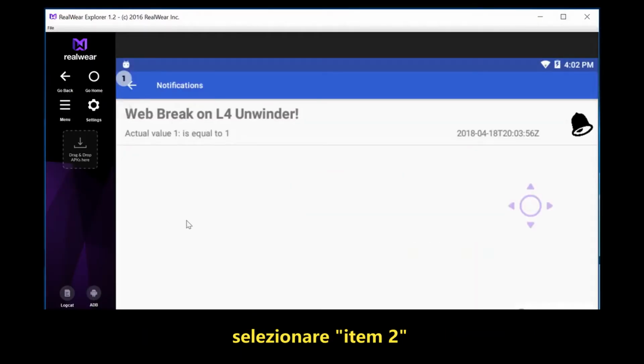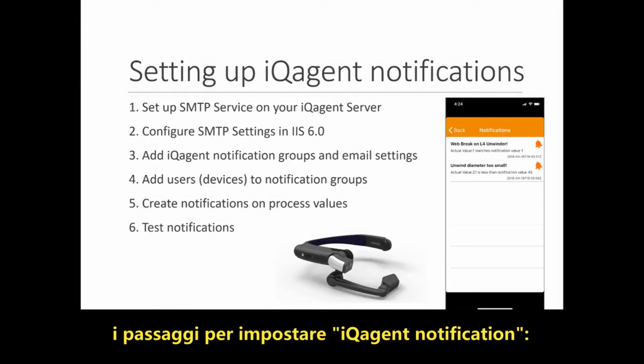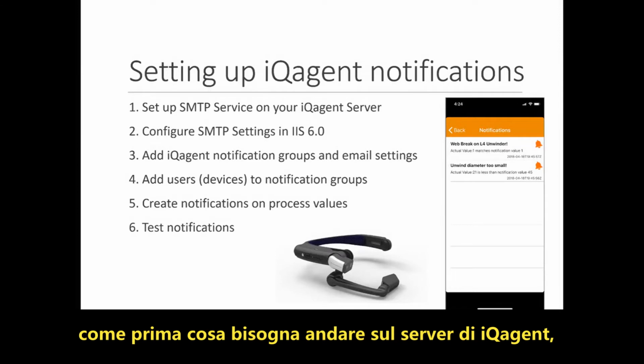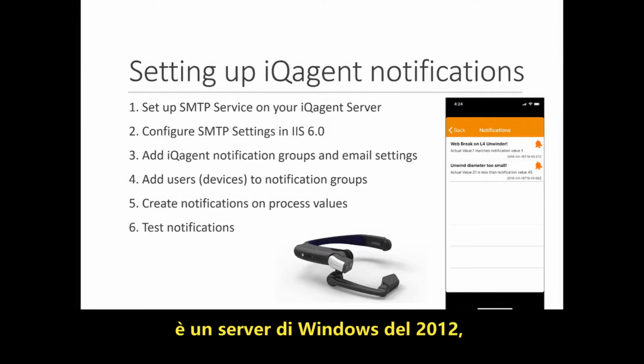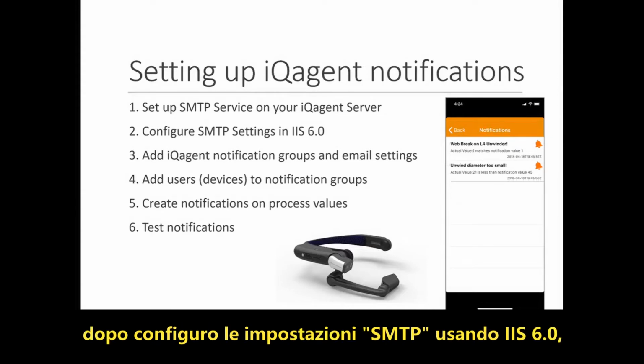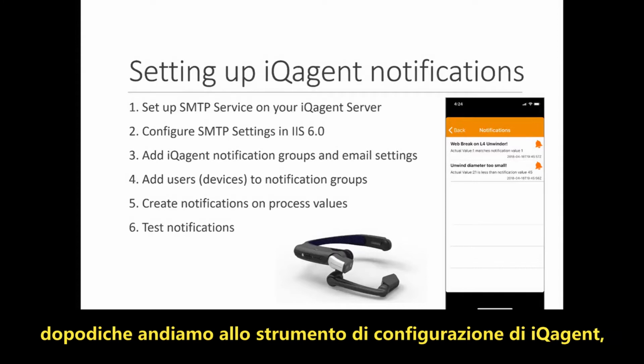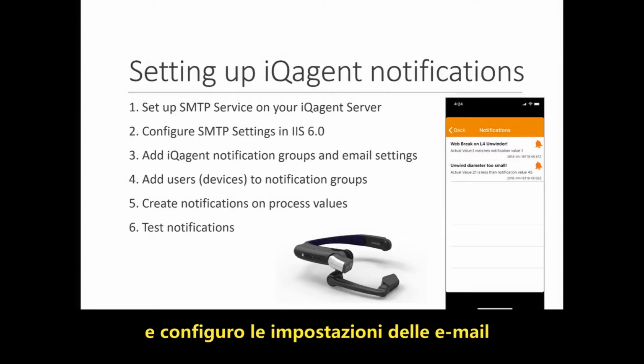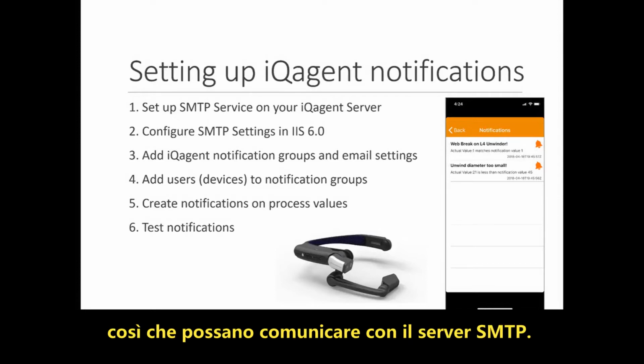So the steps for setting up iQagent notifications: first we're going to go to our iQagent server. It's a 2012 Windows server, and we're going to set up the SMTP service. Then we're going to configure our SMTP settings using IIS 6.0. Then we'll go over to the iQagent configuration tool, create a notification group, and set up the email settings so they can talk to our SMTP server.